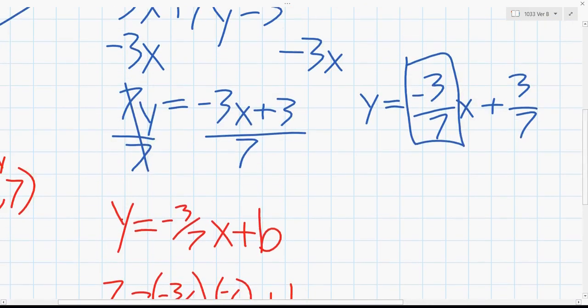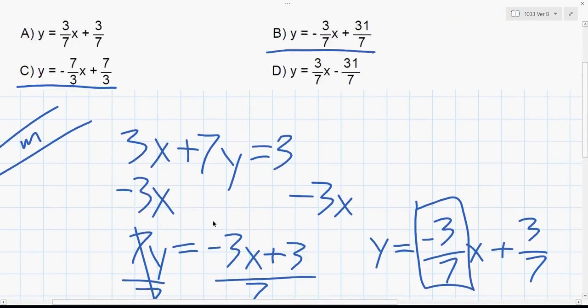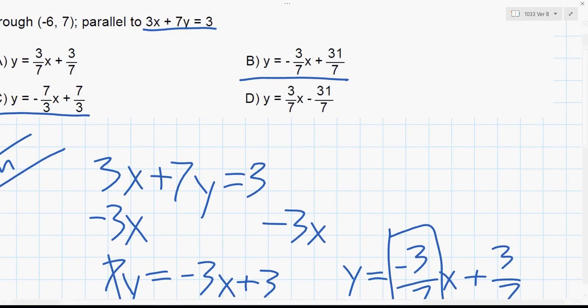Okay, cool. Thank you. I do need to keep checking this. Okay, so then we go back up here, and we'd say which one of our b values has the 31, and we see it right here, so we know the answer is b.